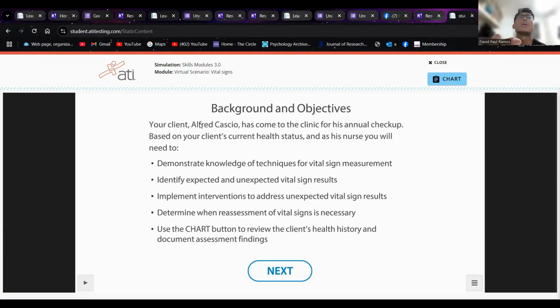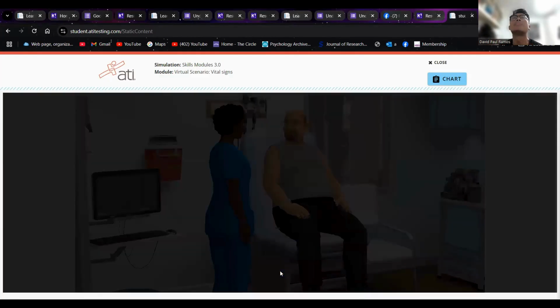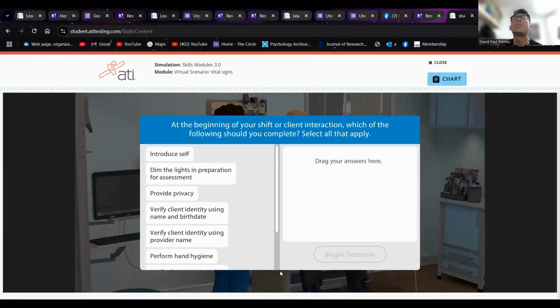Our patient is Mr. Alfred Casio. As expected learners, we have to demonstrate knowledge and techniques: identify expected and unexpected vital signs results, implement interventions, and address unexpected vital sign results, and determine when a reassessment of vital signs is necessary, and we have to use the chart if necessary. So this is the scenario.